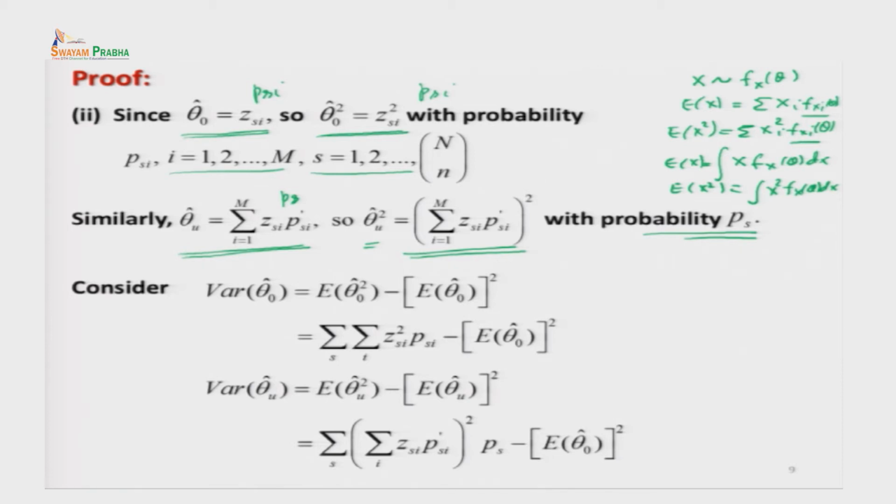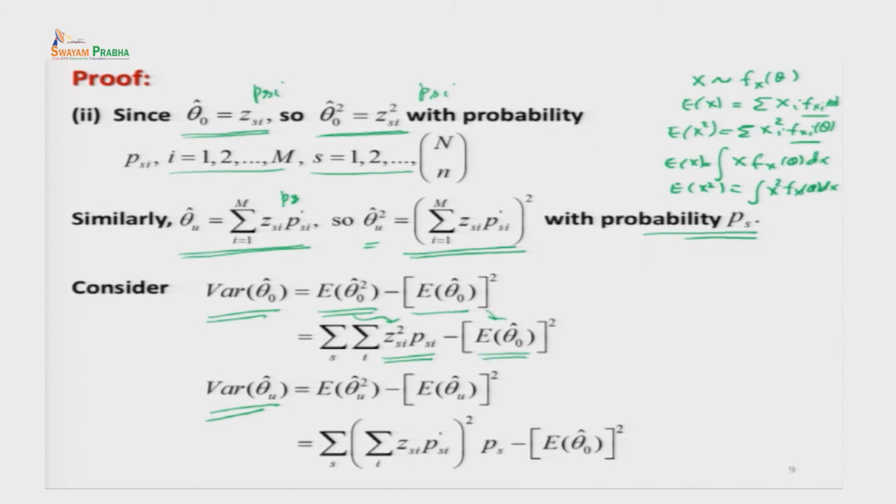So, now we try to find out the variance of theta hat 0 and the variance of theta hat u. The variance of theta hat 0 is given by the expected value of theta hat 0 whole square minus the square of the expected value of theta hat 0. As per the fundamental definition, this will become the sum of z square psi times its probability, minus the expected value of theta hat 0 whole square.